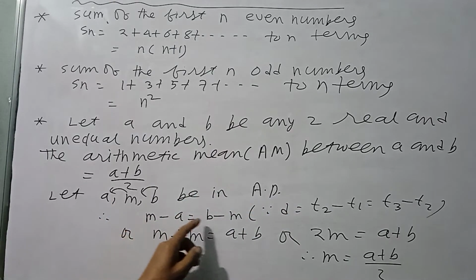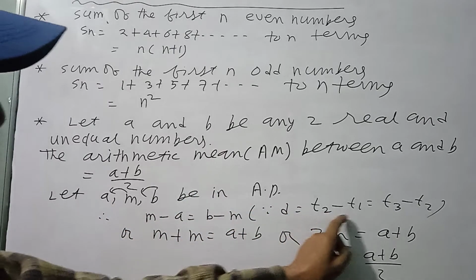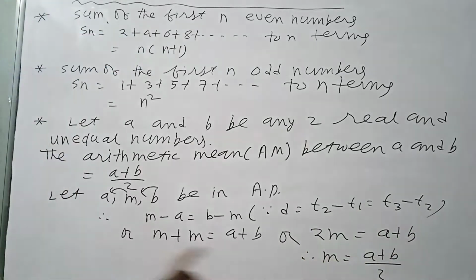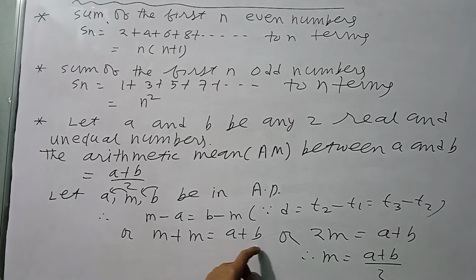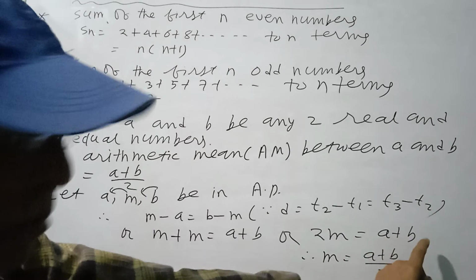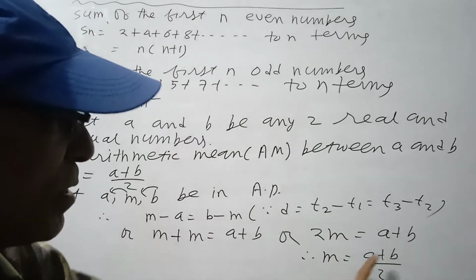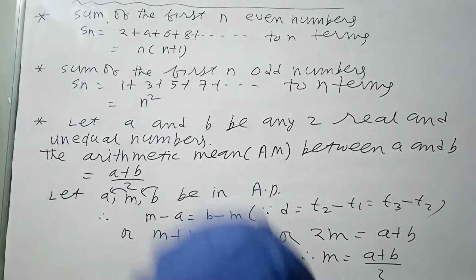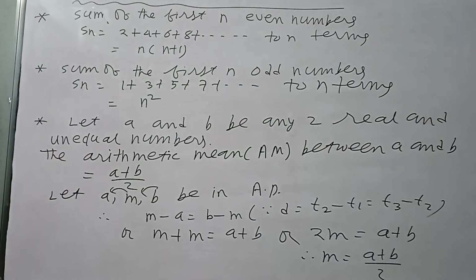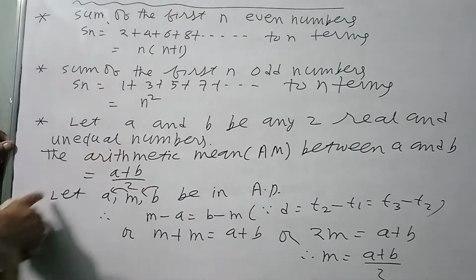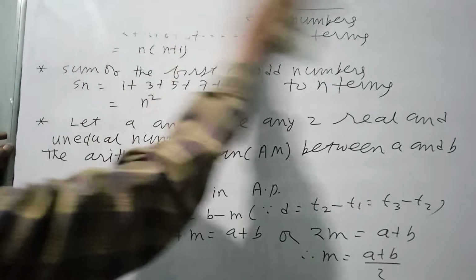That means M minus A equals B minus M, that is T2 minus T1 equals T3 minus T2. Or M plus M equals A plus B, or twice M equals A plus B. Therefore, M equals A plus B by 2. In this way, you can prove the formula. Another is the geometric mean, the geometric mean between them.